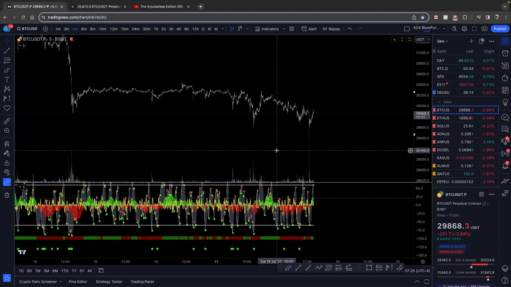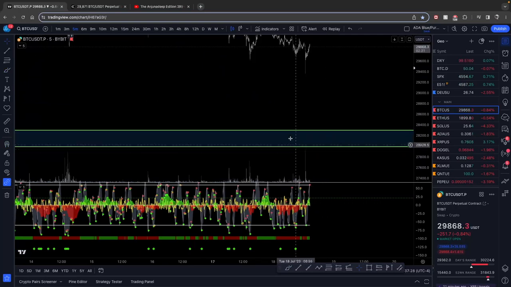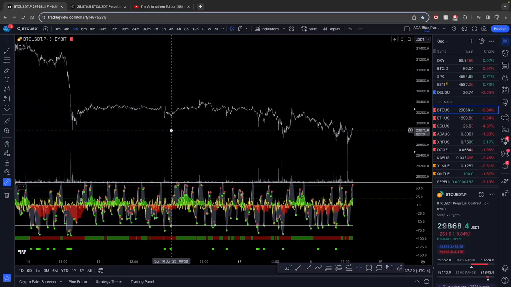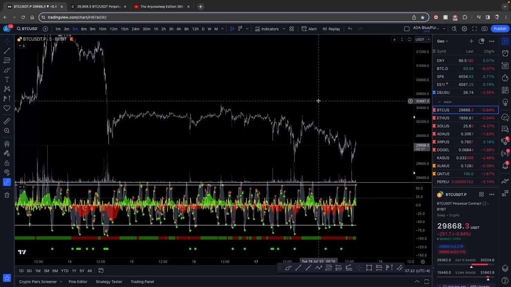But how can we trade if we don't have a big support like this? Well, let's look at what Bitcoin's doing today, right now.